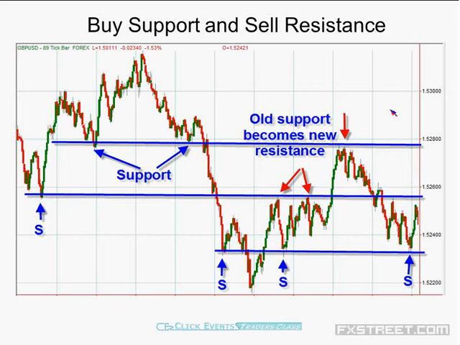Cable. Not daily chart this time. We're down to the 89 tick chart. What's happening with the 89 tick chart? Well, we've got this beautiful, look at that, head and shoulders. Who said classic patterns never appear on Forex charts? They most certainly do.